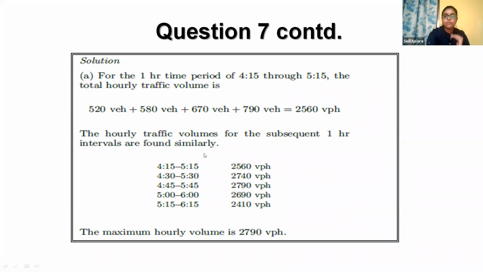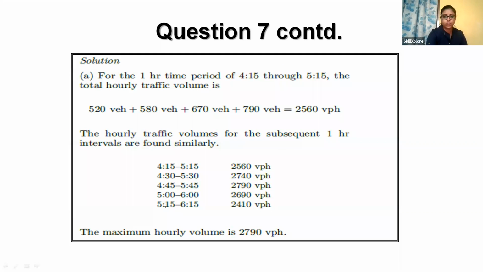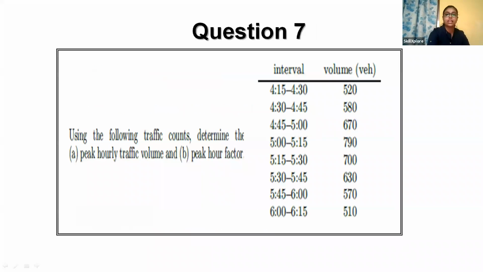Similarly, for all the other 1 hour time periods, you have to identify the maximum hourly traffic volume. 4:15 to 5:15, you have to identify. Similarly, 4:30 to 5:30: 580 plus 670 plus 790 plus 700. That you have to identify. And similarly 4:45 to 5:45, 5 to 6, 5:15 to 6:15. Here we can see the subsequent 1 hour intervals and their traffic volumes. So from this, find out the maximum traffic volume. Here the maximum traffic volume is 2790. So that is the peak hourly volume.